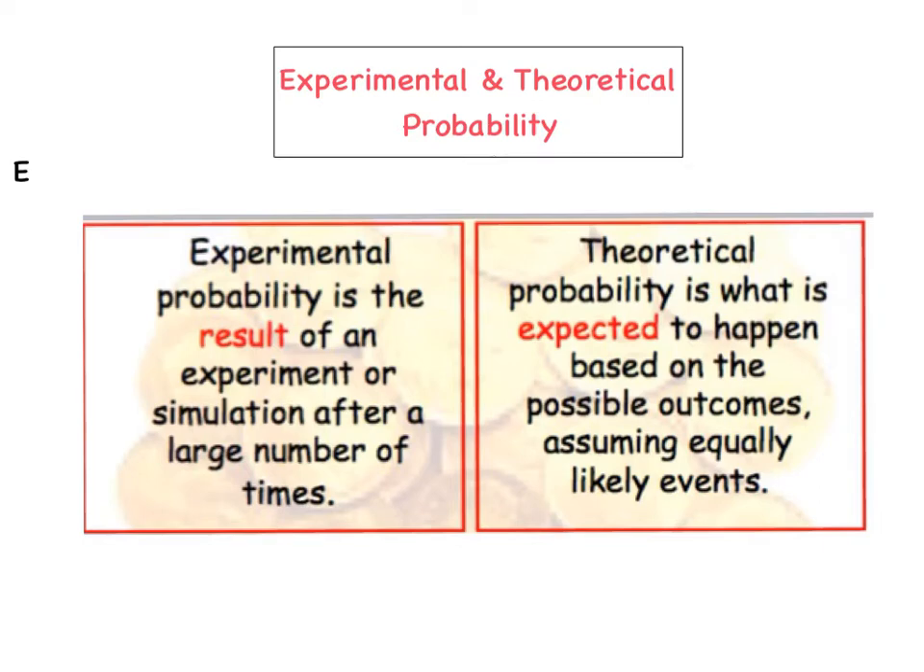Theoretical probability tells us that you should have a 25% chance of drawing a heart because 1/4 of the cards are hearts. Experimental probability, then, is the result of an experiment, where expected probability is what you expect to happen based on the possible outcomes.